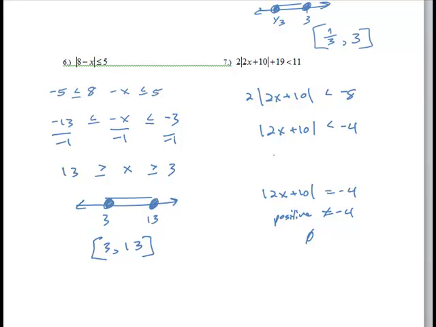Well, in this case, same general idea. Absolute value is always going to be positive, and what's this telling us? That a positive number is going to be less than a negative number, which of course is impossible as well, so that's going to be no solution.